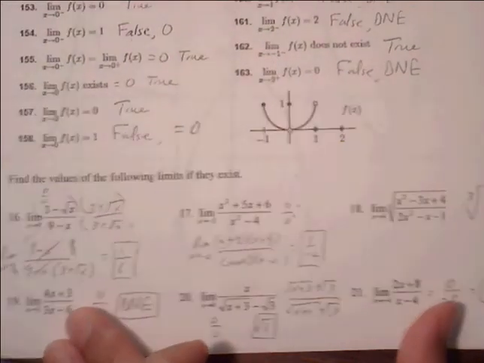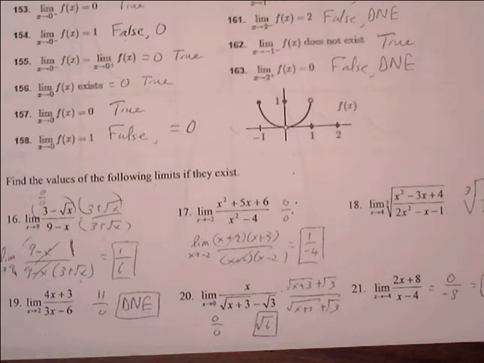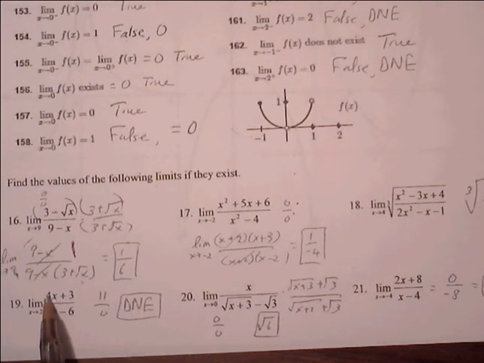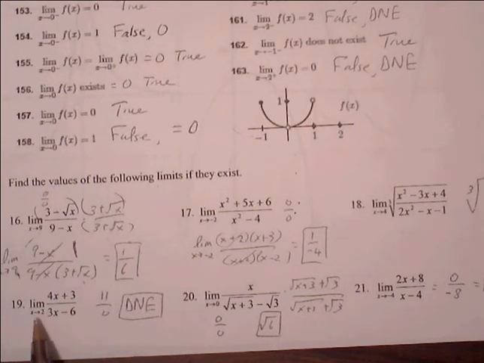All right, 19, first thing we do, plug in the 2. 2 in for x, we get 4 times 2, which is 8. 8 plus 3 is 11. 2 in for x, we get 2 times 3 is 6. 6 minus 6 is 0. 11 over 0 does not exist, so limit doesn't exist.